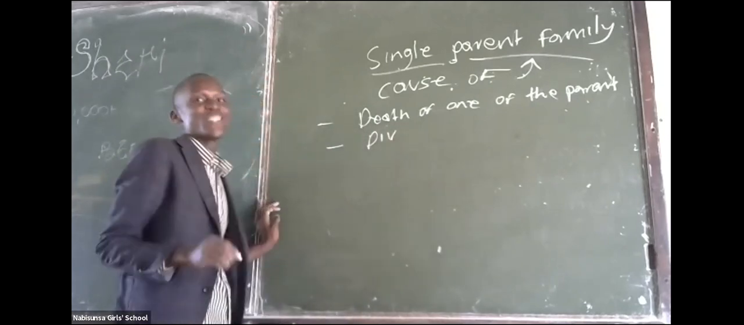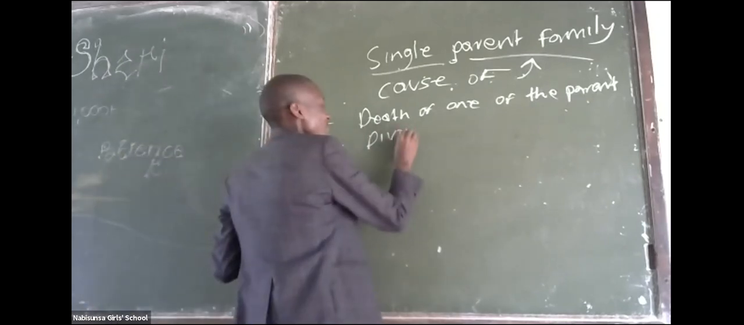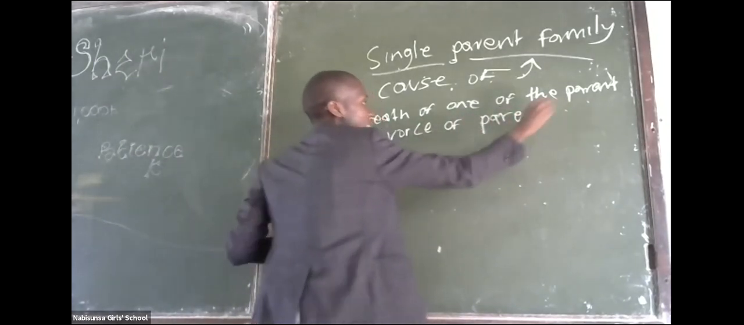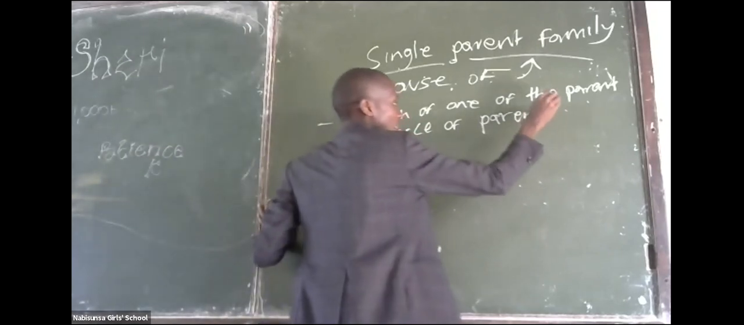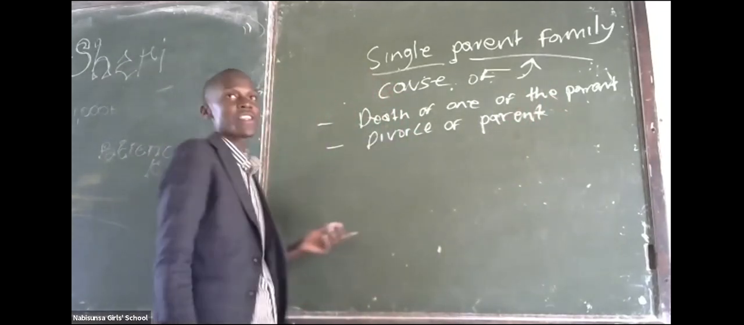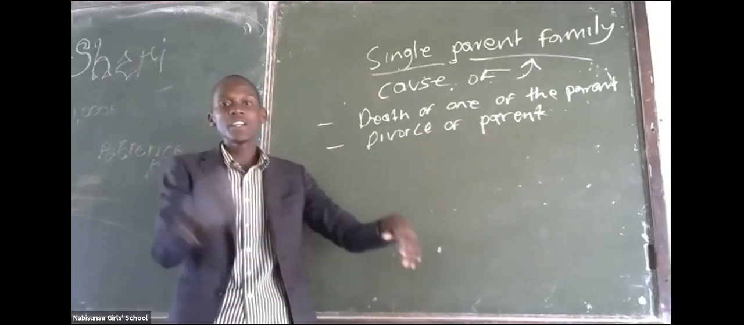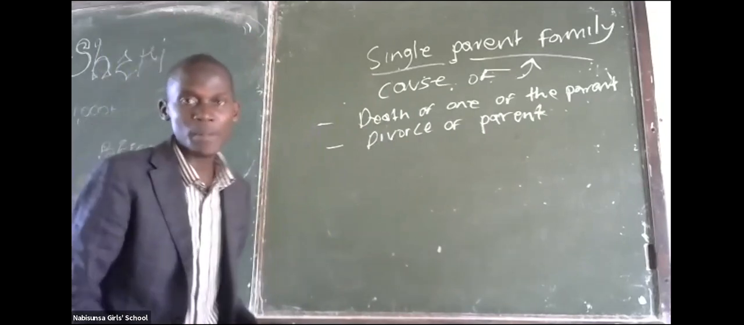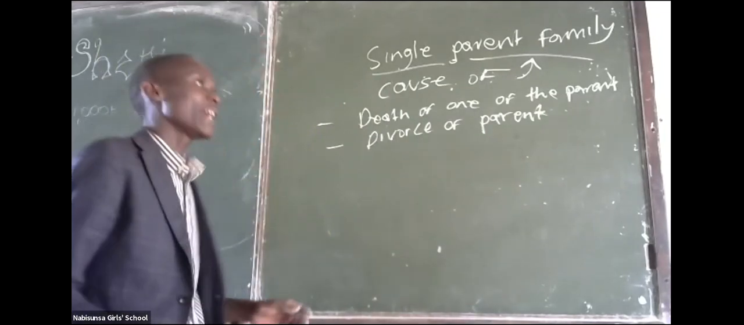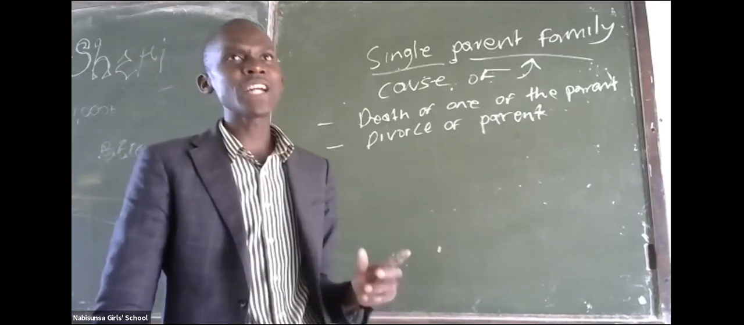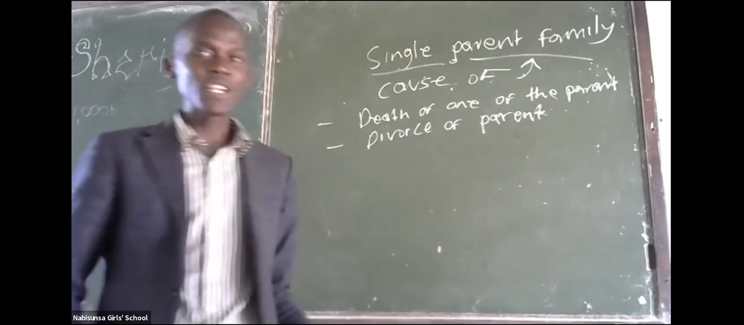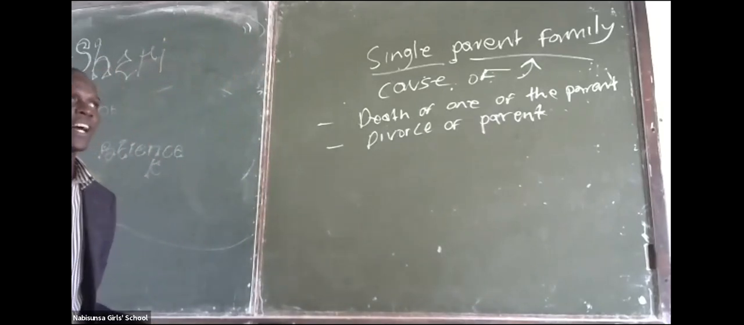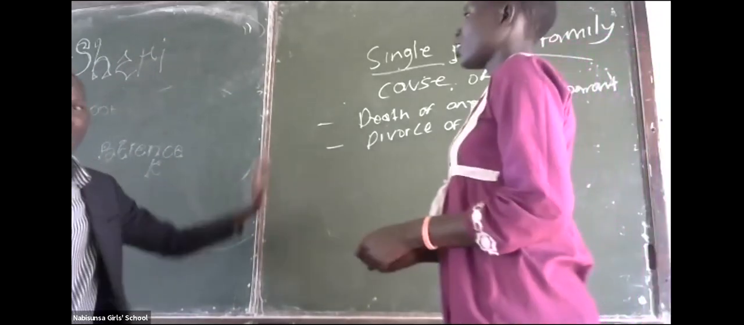Divorce of parents automatically means these children are likely to stay with one parent. They say that boy stays with your father, and this one stays with your mom. Other people I'm seeing here are writing poverty. Who can help us to explain how poverty leads to this? Let us have Josephine explain poverty.